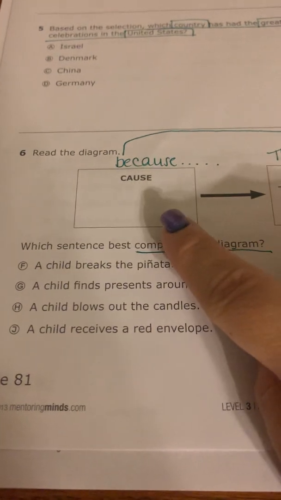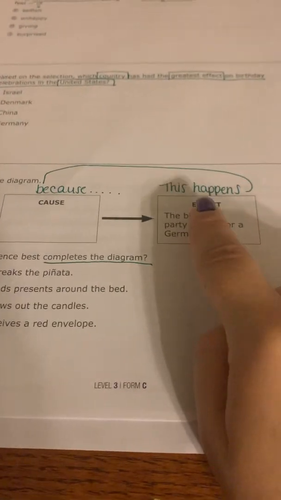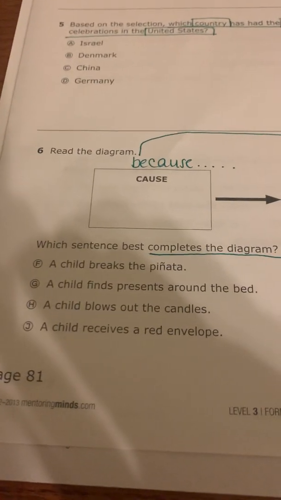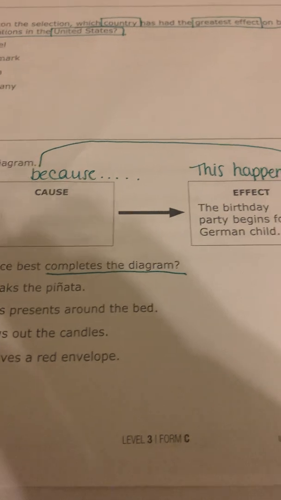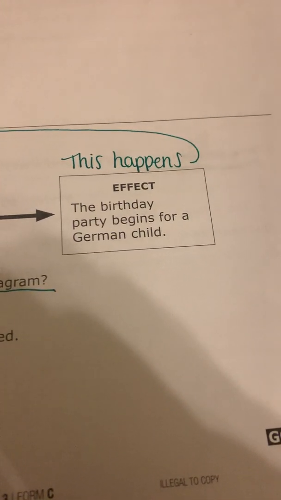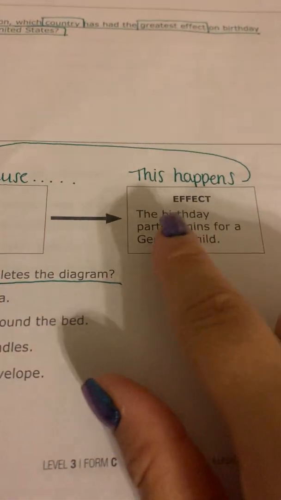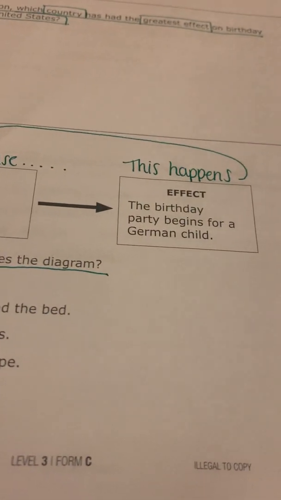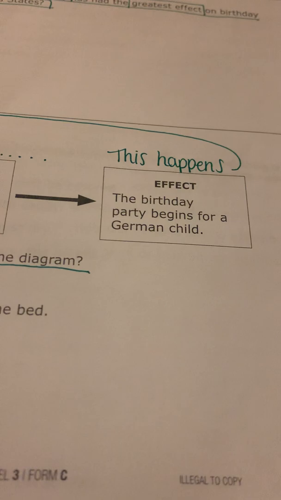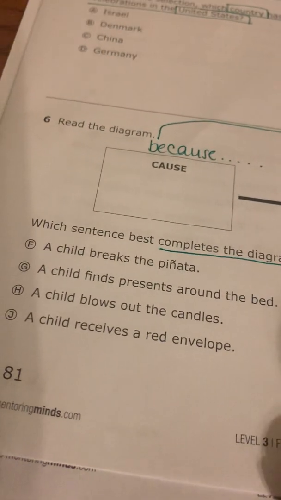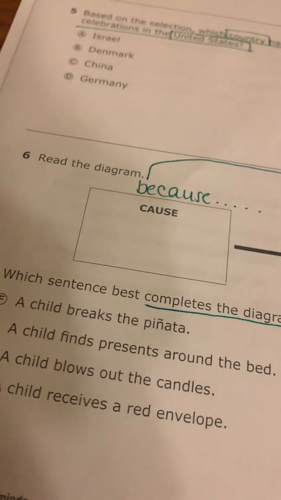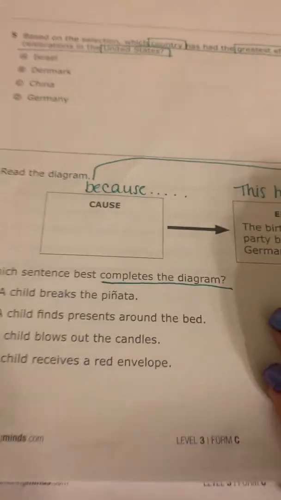Then we have number 6. We have a diagram. It's a cause and effect diagram. So an effect is something that happens because of something. So I would draw this on there to help you out. It says, which sentence best completes the diagram? So the effect is the birthday party begins for a German child. So this happens because of what? Basically, why does a German birthday party start? Or what starts it, right? And again, I need to find the German part in the text, so I can't really go back and label it.